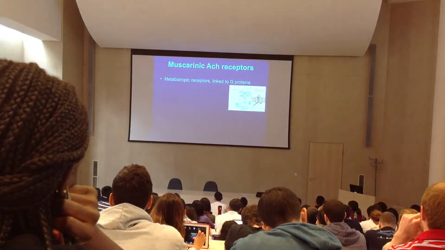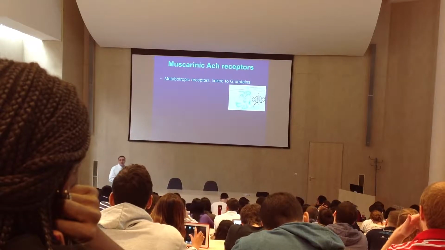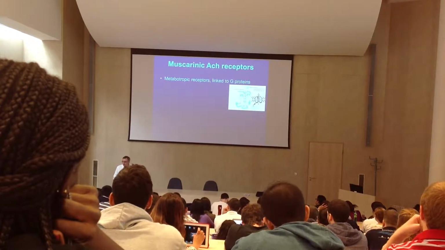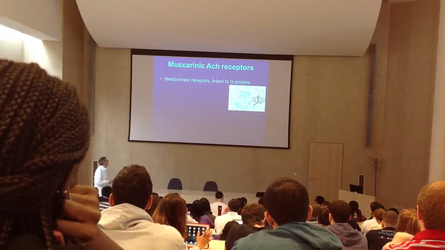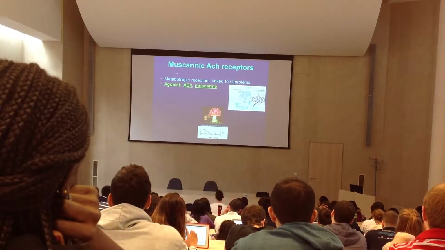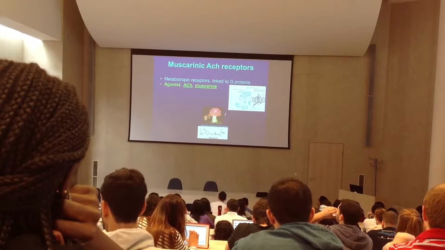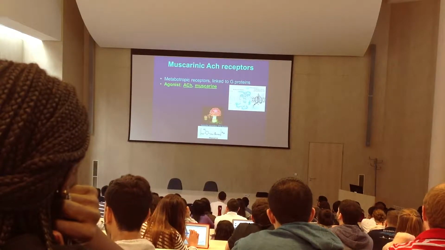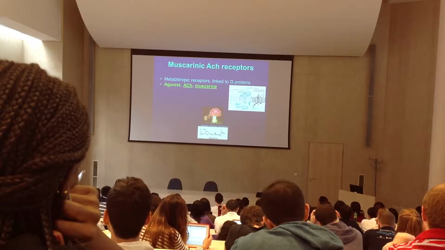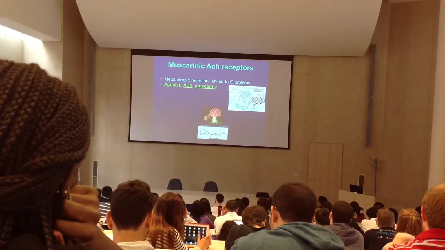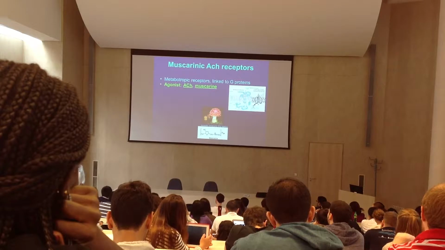Muscarinic acetylcholine receptors are, on the other hand, metabotropic receptors. They are linked to G proteins. I hope metabotropic receptor and G protein does mean something to everyone. Yes, first year and so on. For these receptors, they got the name from the fact that there is a mushroom, the fly agaric or Amanita muscaria, which produces a substance called muscarin, which is the agonist for this particular receptor. Please recall, nicotinic receptor, nicotine was the agonist, muscarinic receptor, muscarin is the agonist.